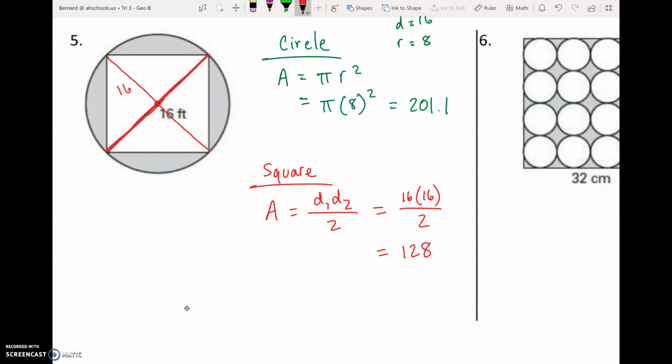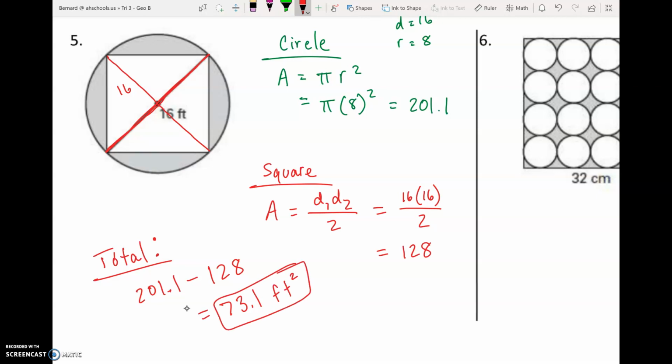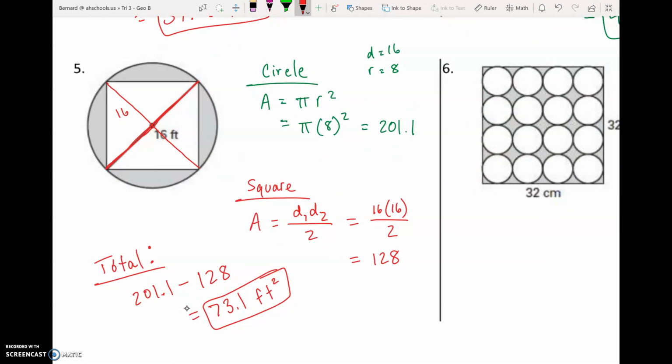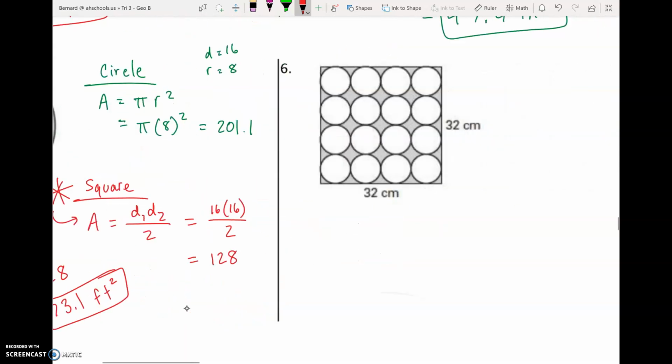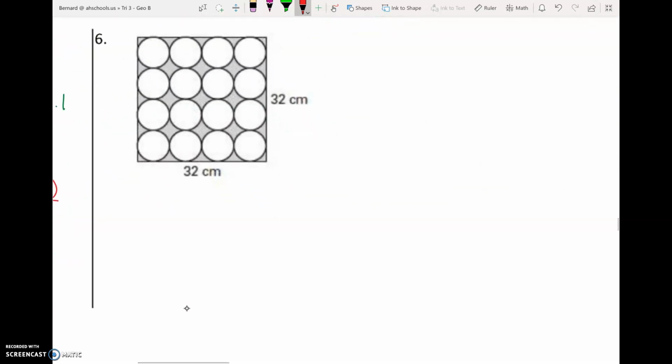Since the square is white and the circle is shaded, for our total we will take the shaded piece, which is 201.1, and subtract the white square, which is 128. When we do 201.1 minus 128, we get 73.1. And the units are feet squared. Perfect. So I think this one probably makes a lot of sense. Just be really clear about us using the diagonal version of the square area, right? All right, last one. We've got about 5 minutes left, and I think we can fit it in.